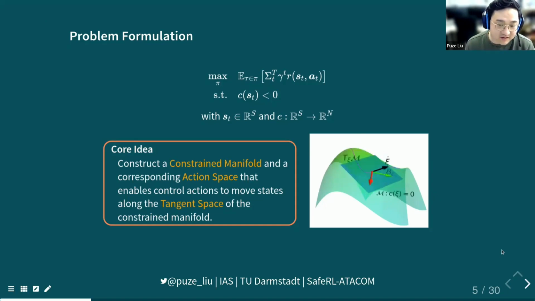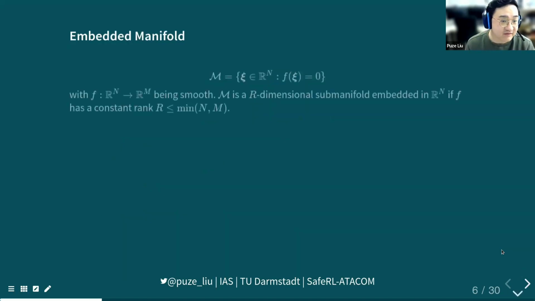I guess maybe people will be confused, like, okay, what is a manifold? Let's dive a bit into the details of this mathematical form. And if you have any questions, just feel free to interrupt me on this technical part. So the first concept that I would like to introduce informally is the embedded manifold.